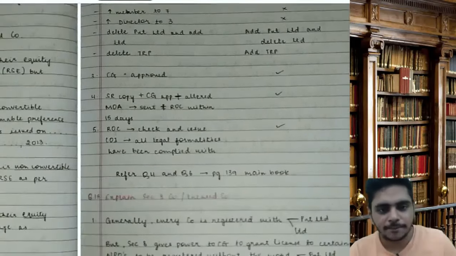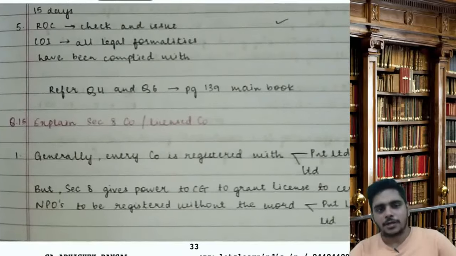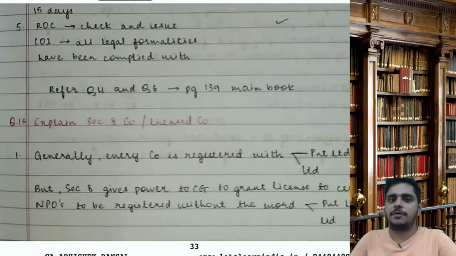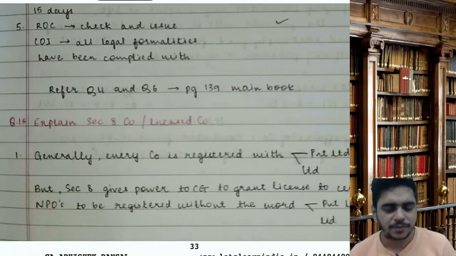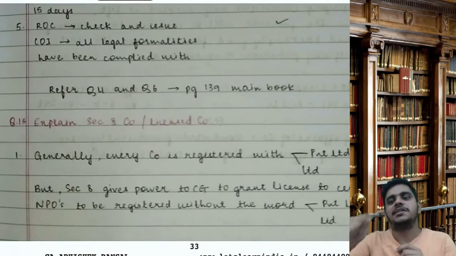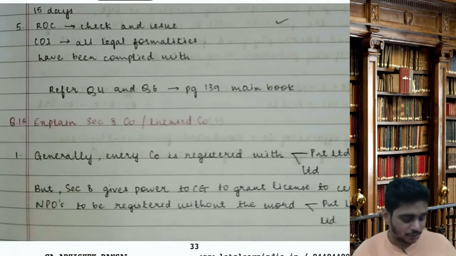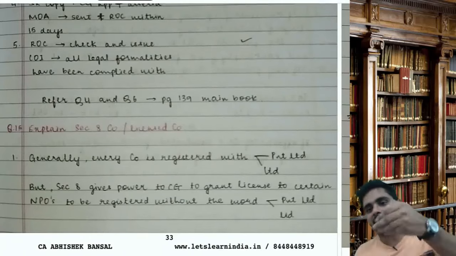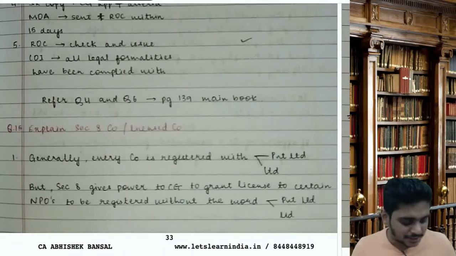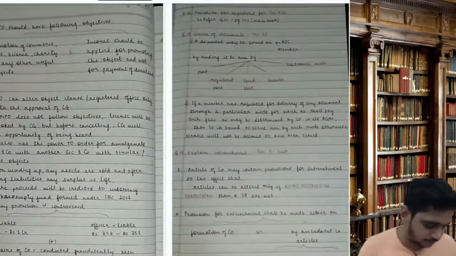Done. Then question number 15, explain Section 8 company or a license company, that's NPO basically. So generally every company is registered with the words private limited or limited, but Section 8 gives power to CG to give the license to NPOs to be registered without the words private limited or limited. So who will give the license? CG will give the license.